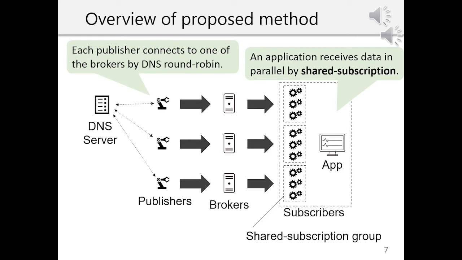Here's an overview of our proposed method. To obtain load distribution, we use multiple brokers. Each publisher connects to one of the brokers. The broker to connect to is decided by DNS round-robin, so a publisher does not need additional functionality except for specifying the broker by a domain name. What's more, each application uses multiple subscribers to receive IoT data in parallel. Each subscriber connects to one of the brokers. Subscribers connecting to the same broker make a shared subscription group.